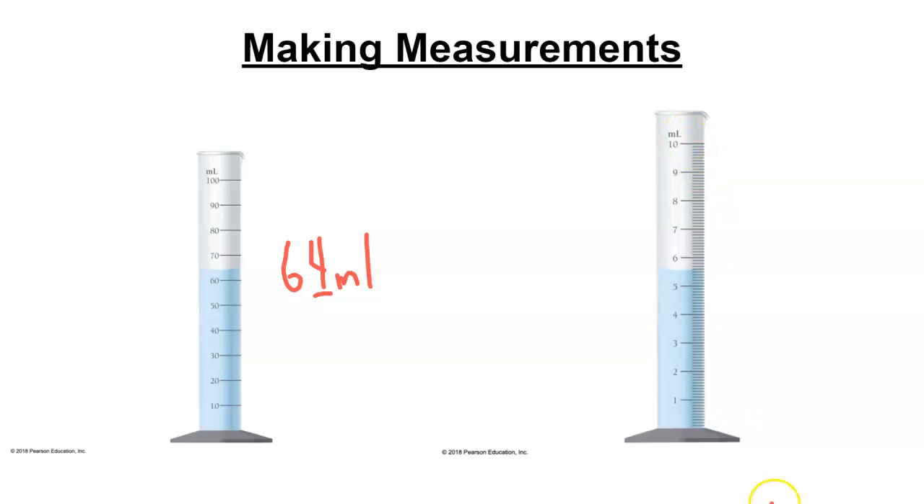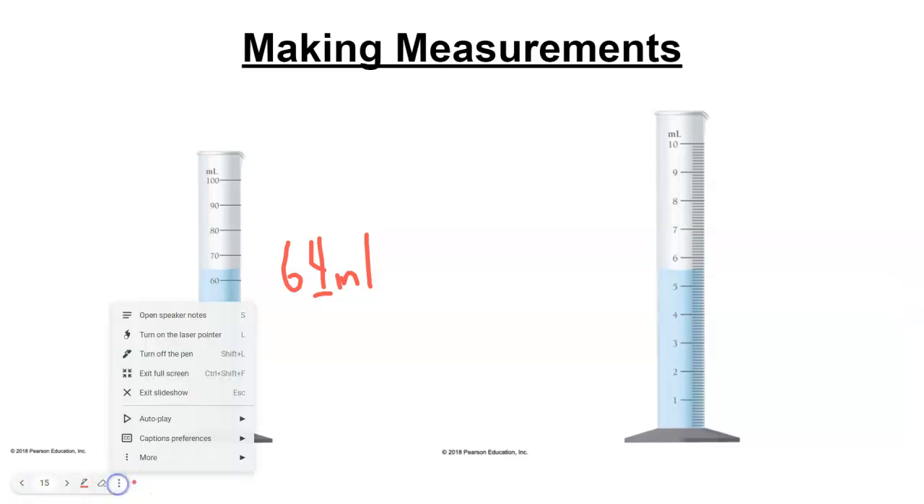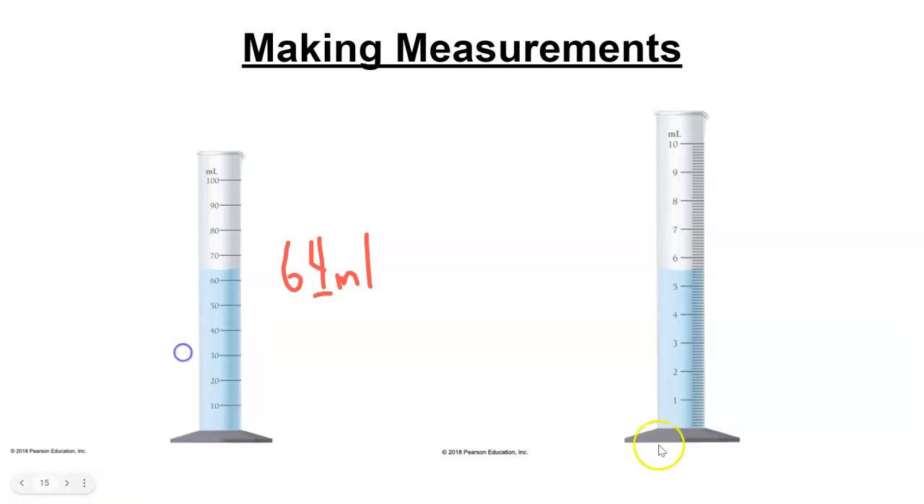Similarly, here's a 10 mil graduate, and it's marked every 0.1 milliliters. So this one's going to be a little bit harder to see, okay? I'm not able to really zoom in, but imagine I could zoom in here. I'm going to say, okay, this is 5.1, 5.2, 5.3, 5.4, 5.5. I measure right to the bottom of that meniscus. So I'm going to say that's 5.5 milliliters.